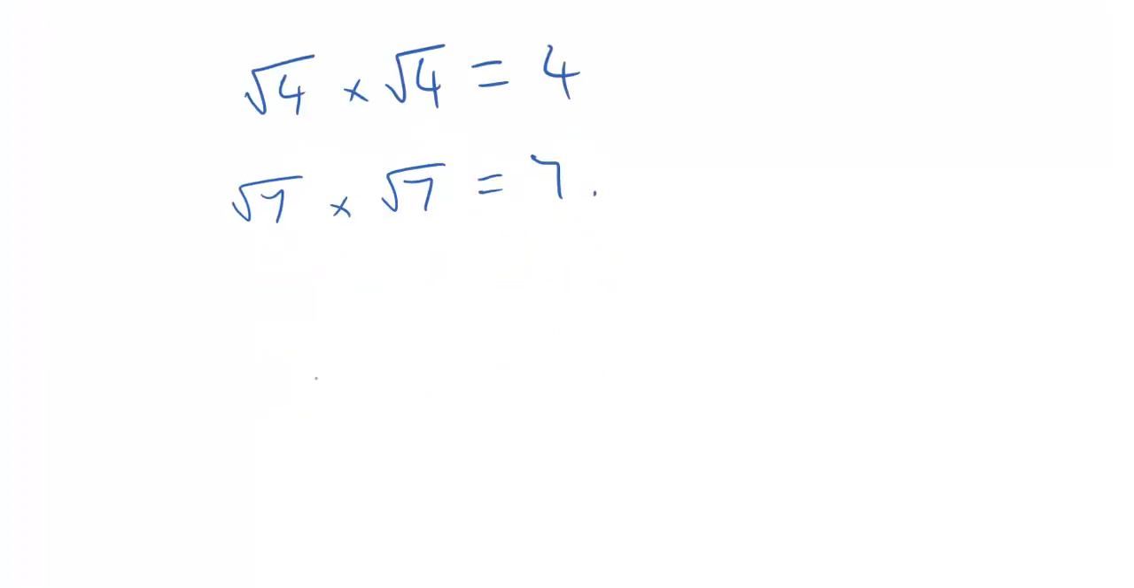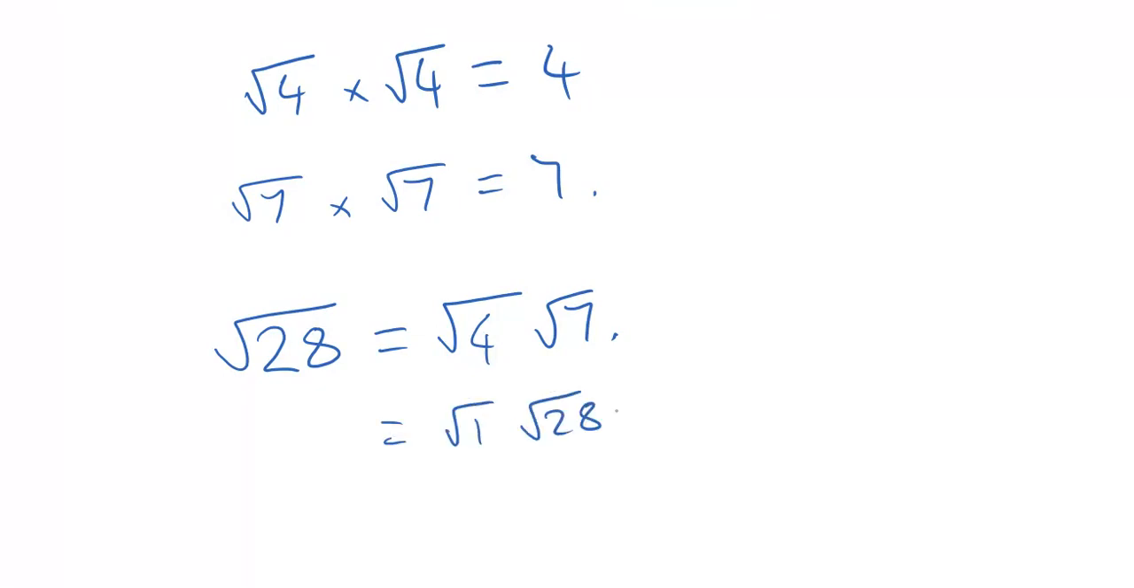We can start off with something like the square root of 28, and we can split it into different pieces. For example, I could write the square root of 28 as the square root of 4 times the square root of 7, or as the square root of 1 times the square root of 28. In fact, any two numbers that multiply to make 28 can be split up and rewritten like this. So that is our next rule, really.